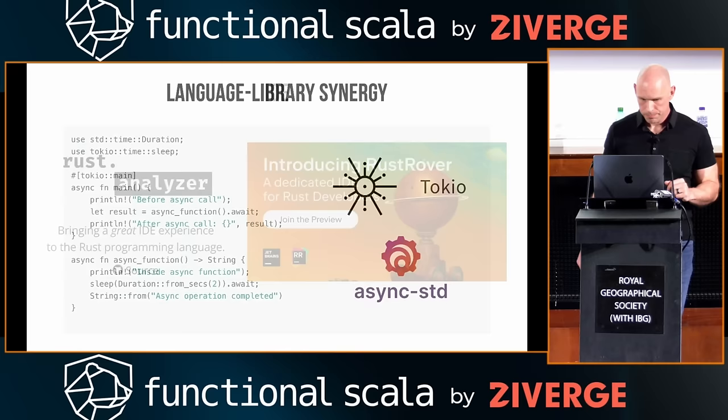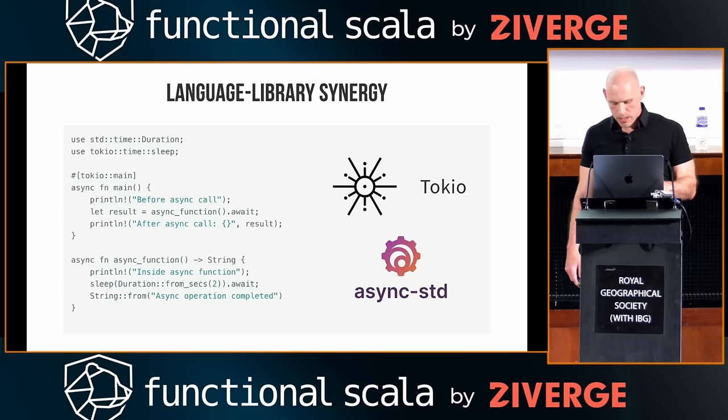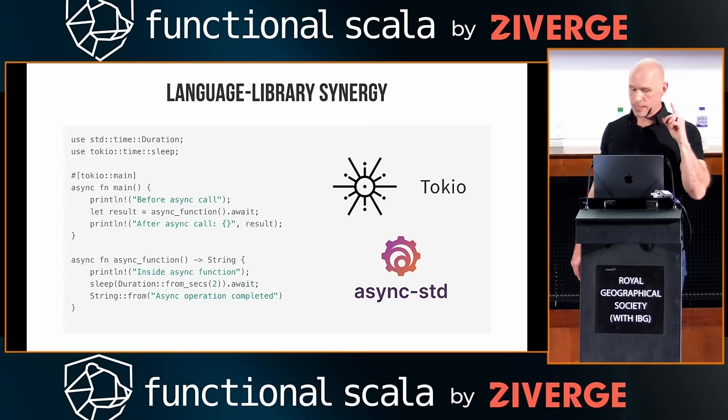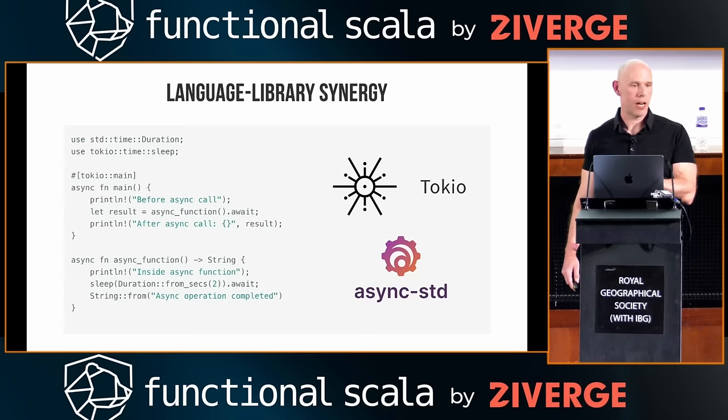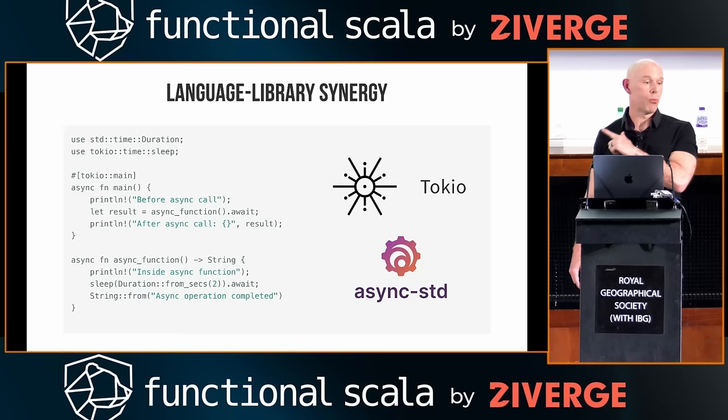Another really great thing is I think there's a lot of synergy between the language team at Rust and library teams outside Rust and in the broader ecosystem. And I think there's a lot of different examples of this kind of thing happening, but the one that sticks out in my mind is the relationship between async support in Rust and the fact that you need an async runtime like Tokio or async-std in order to actually run your async code.